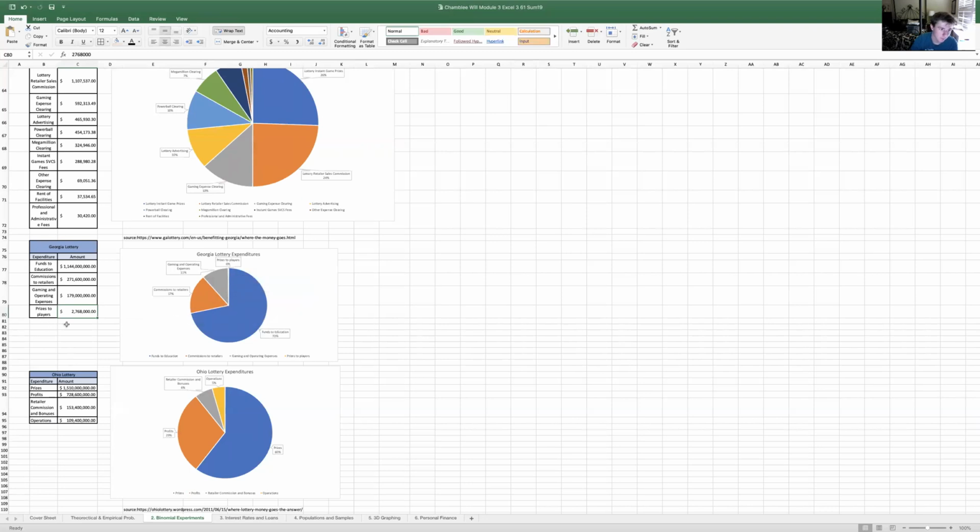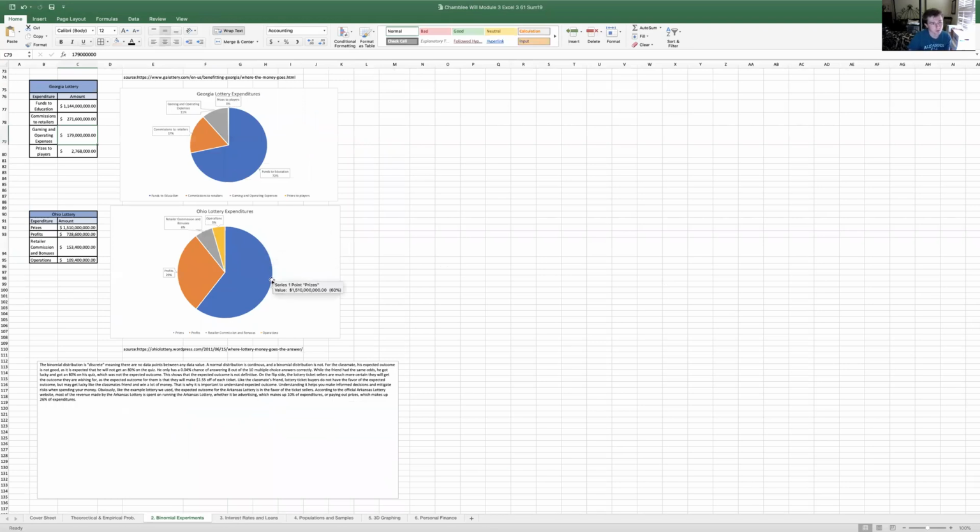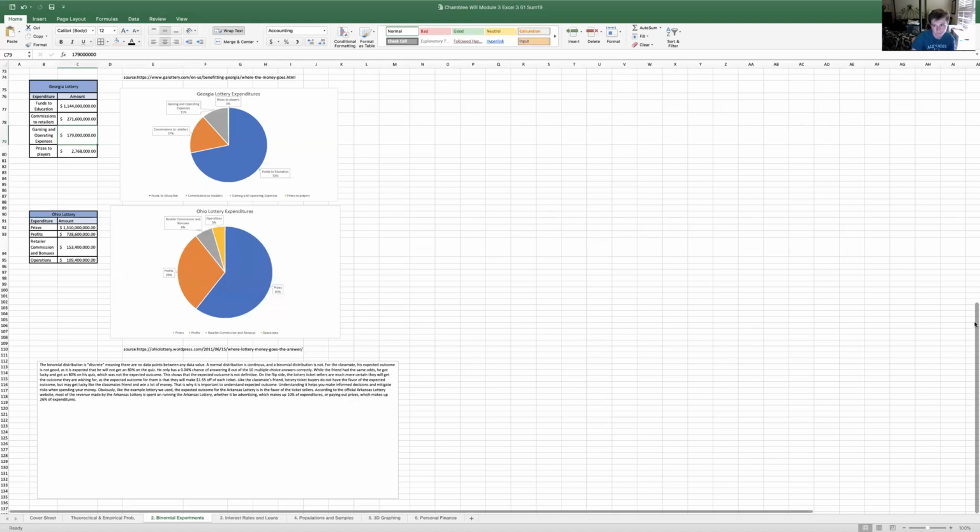They're not paying out a lot of money. A lot of it goes to education, commission, expenses. A vast amount of it goes to education. And the same with Ohio. Ohio kind of mimics Arkansas. A lot of it goes to prizes or profits, and then the rest just goes to commissions and operations. Interesting stuff. I thought that was a nice connection to the other Excels.